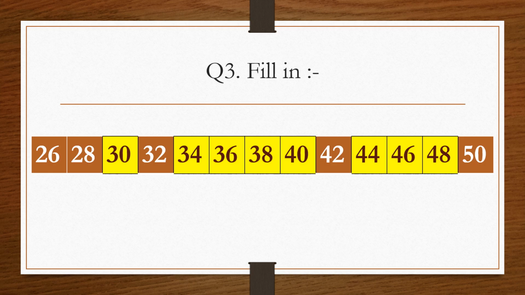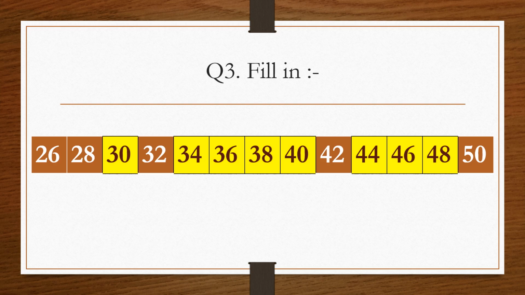So let us see 26, then 28, then we will skip 29 and write 30. Then after 30 comes 31, we will skip 31 and write 32. After 32 comes 33, we will skip 33 and write 34. After 34 comes 35, we will skip 35 and write 36. After 36 comes 37, we will skip 37 and write 38. After 38 comes 39, we will skip 39 and write 40.